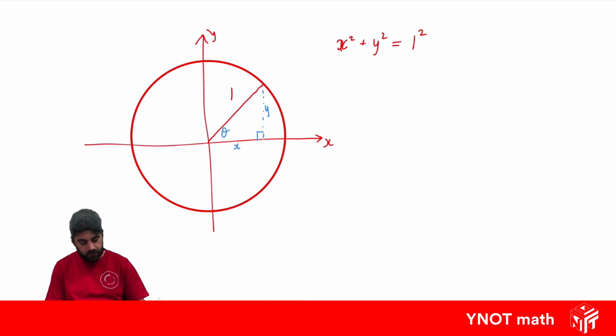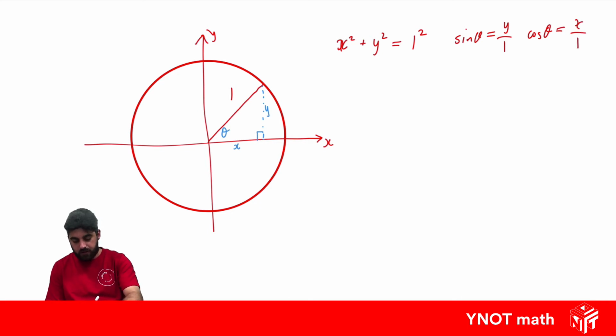We also can use some trig ratios. So we know that sine theta equals our opposite side, y, over our hypotenuse 1, and cos theta equals our adjacent side, x, over our hypotenuse 1. So this means y equals sine theta and x equals cos theta. And we know x squared plus y squared equals 1 squared, which is 1.